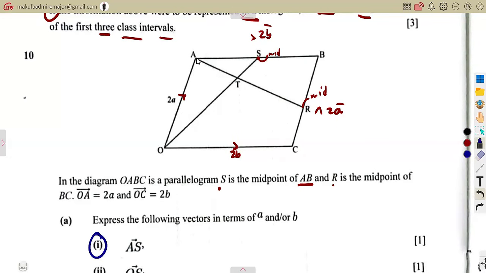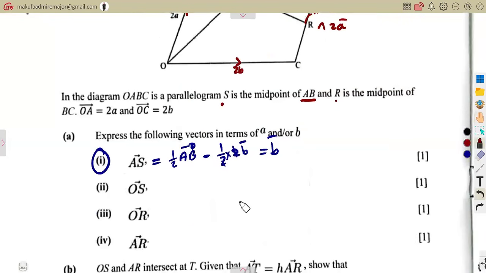Vector AS, from A to S. Remember, S is the midpoint, and we have got the vector AB, which is 2B. So this vector AS is simply half of vector AB, which is half of this vector 2B that we are given. So half of 2B is vector B. So from A to S, there's vector B. From S to B, there's vector B. Remember the concept there of a midpoint.